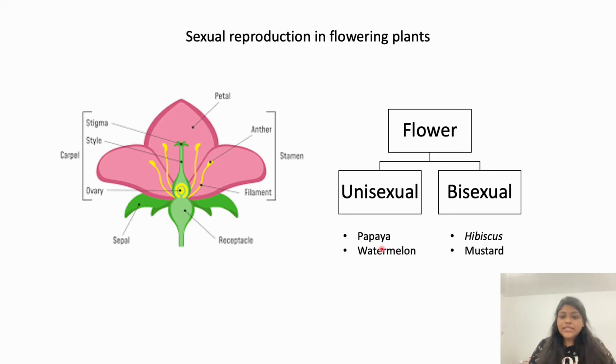In case of a unisexual flower, what will happen? You will have the petals and the sepals, but only one of the reproductive parts. Either the flower will have the male reproductive part, making it a male flower, or it will have the female reproductive part, making it a female flower. Some examples are papaya flowers or watermelon.